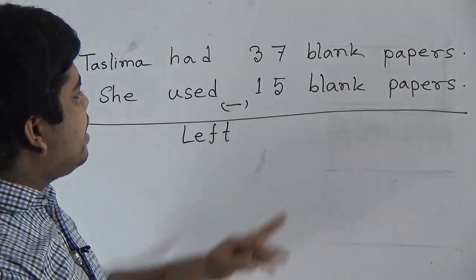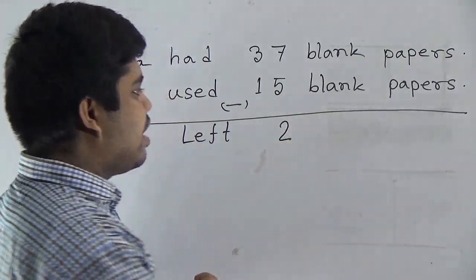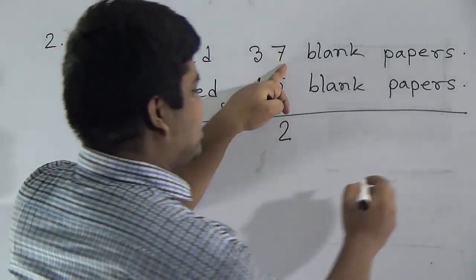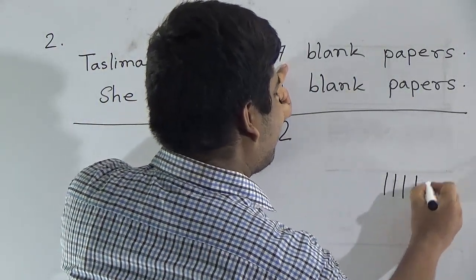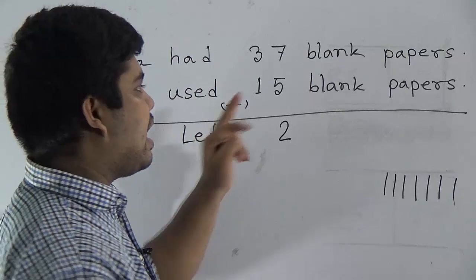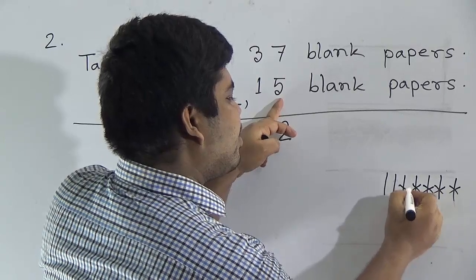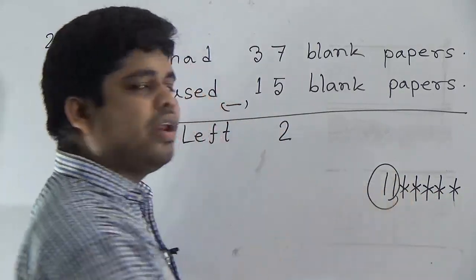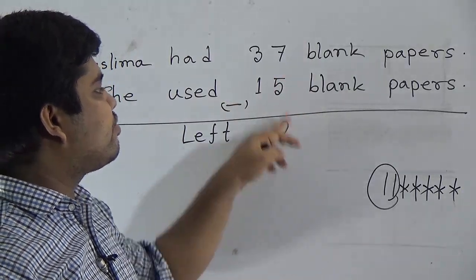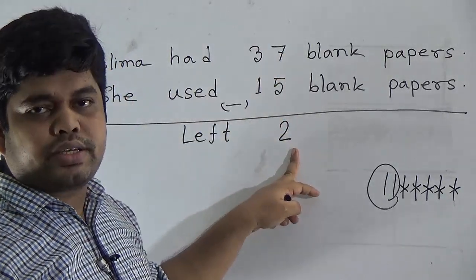Now we subtract. If we subtract 5 from 7, then we get 2. You can also do this subtraction by drawing sticks. 7 means 7 sticks: 1, 2, 3, 4, 5, 6, 7. My dear students, we subtract 5 sticks. That means we cut 5 sticks from 7 sticks: 1, 2, 3, 4 and 5. And left how many? Left 2. So if I subtract 5 from 7, then we get 2.